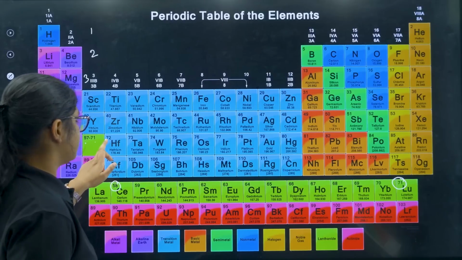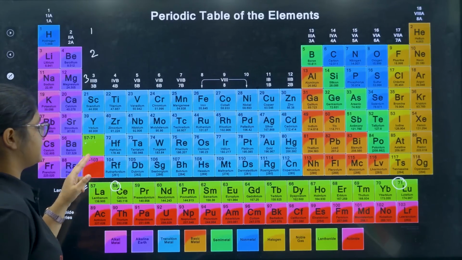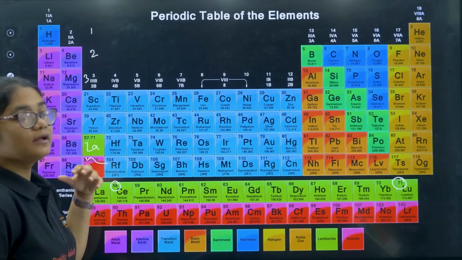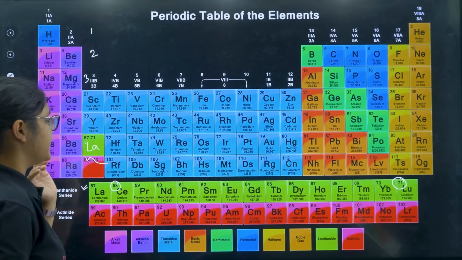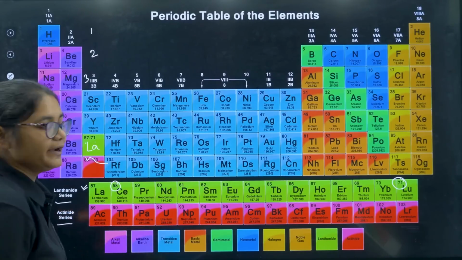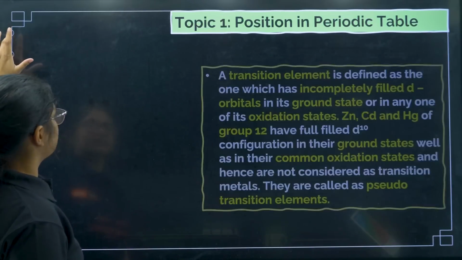So after that comes 72, so 72 to 80, and then here we have this 57, that is lanthanum. Okay, so that is your 5d elements. Next one, this is your lanthanoid series and this is your actinoid series. Moving forward, the position in the periodic table.